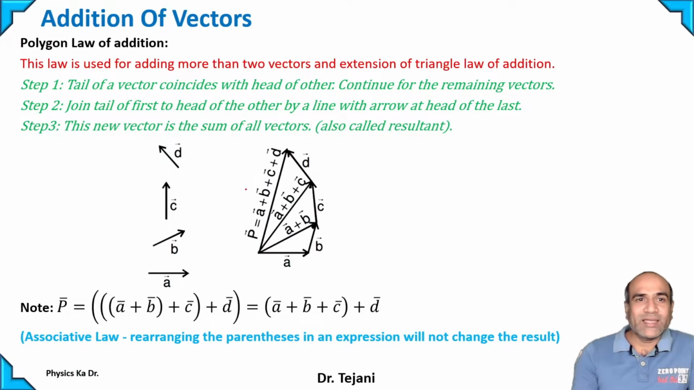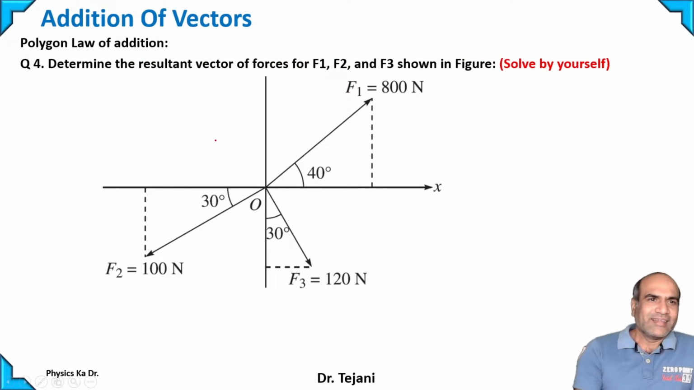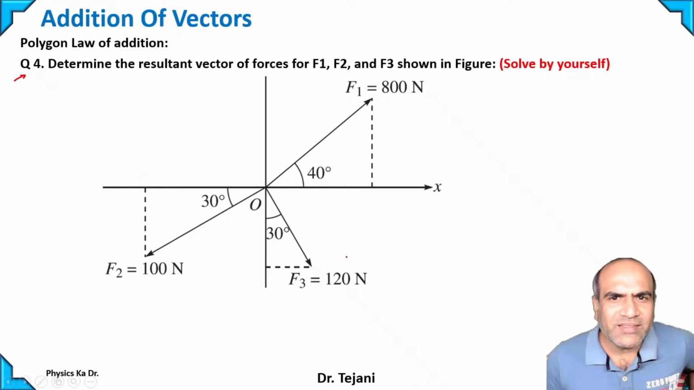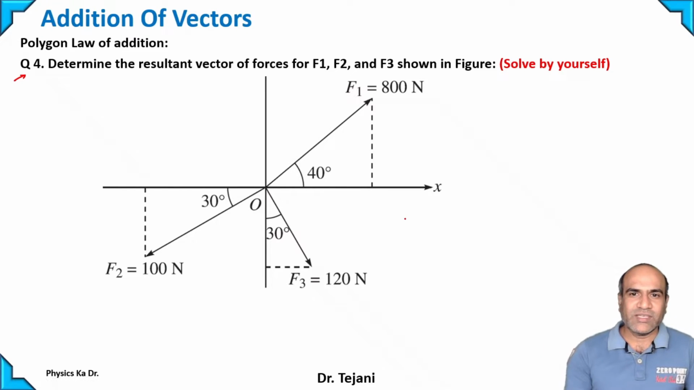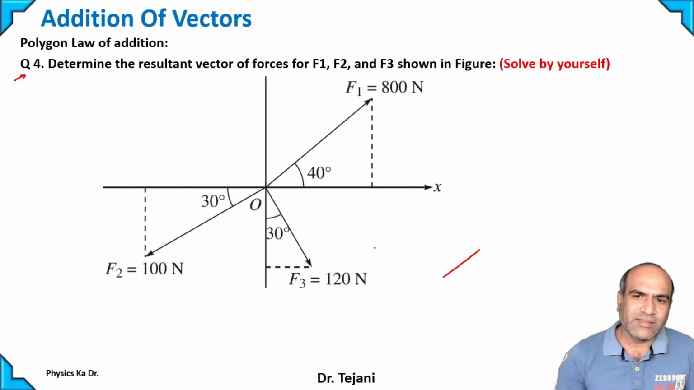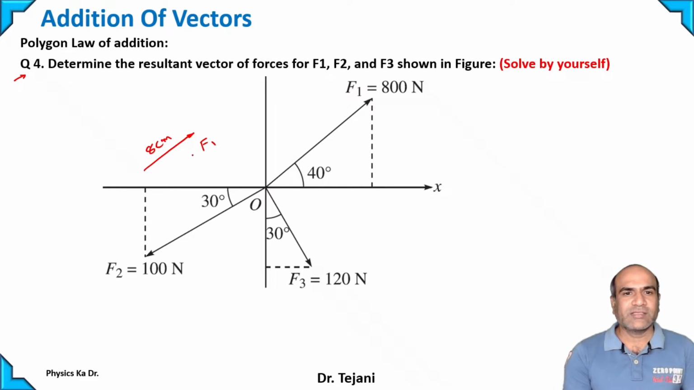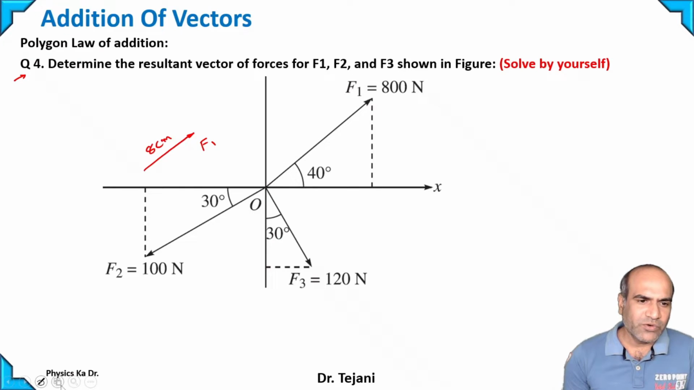Parallelogram, it is a very easy task, the vector. So this is your homework problem. Buddy, you solve it. Determine the resultant of F1, F2, F3. What is mentioned here? F1 is 800 Newton. So what you do? Let me see here. F1, take magnitude. F1 take is equal to 8 centimeter with the angle 40 degree, fine.